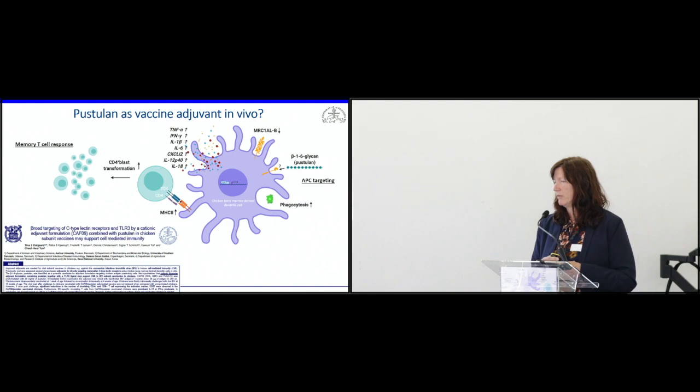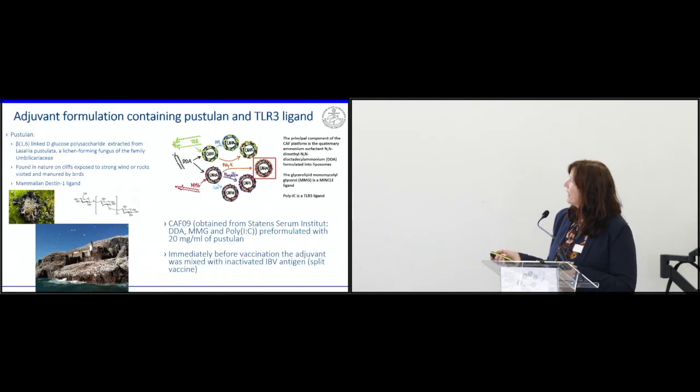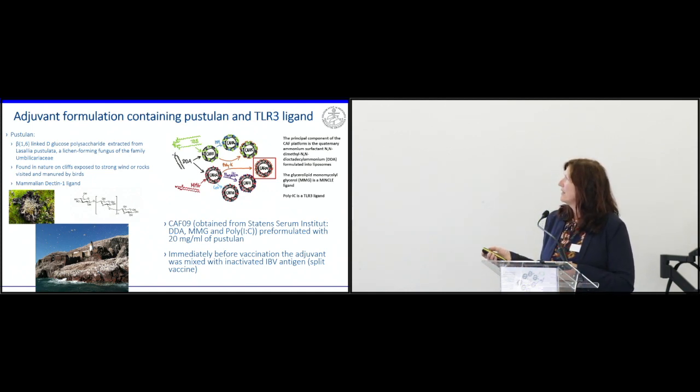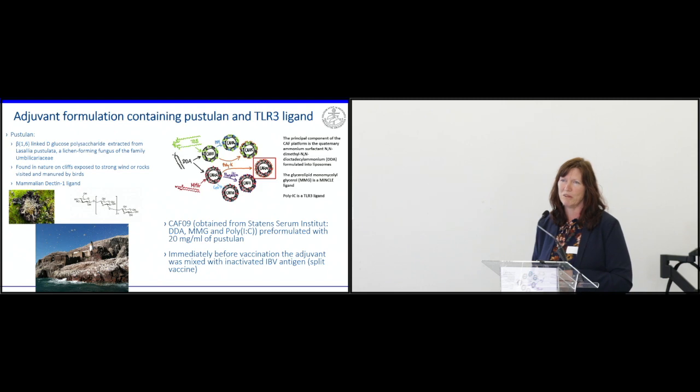So in parallel, we actually also did the in vivo studies, and interestingly enough, we had a little bit of difficulty in buying enough pustulin to do a proper chicken experiment. It is actually derived from a lichen-forming fungus growing on cliffs exposed to strong winds. But we got our hands on a bucket of pustulin, and we set out to do this animal experiment.